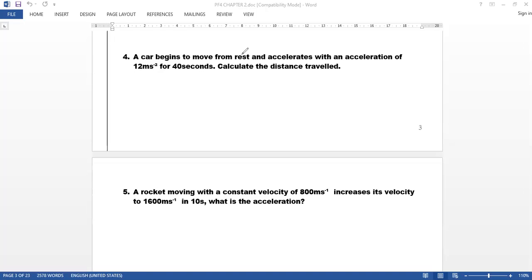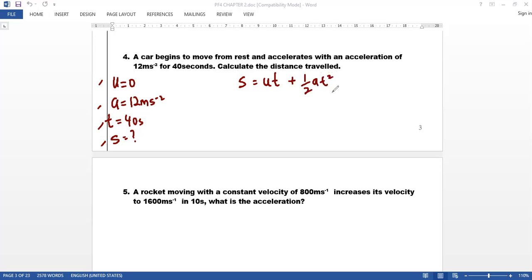A car begins to move from rest. So anything moving from rest, initial velocity 0, accelerate with an acceleration given 12 meter per second square for 40 seconds. Calculate the distance traveled. So again, it's a SUVAT. When it's a SUVAT, S equals to UT plus half AT square. So remember, the formula works when you read the question, you identify the information from the question, then relate these four unknowns to this formula.